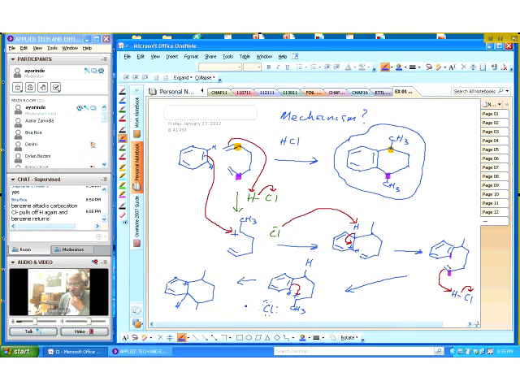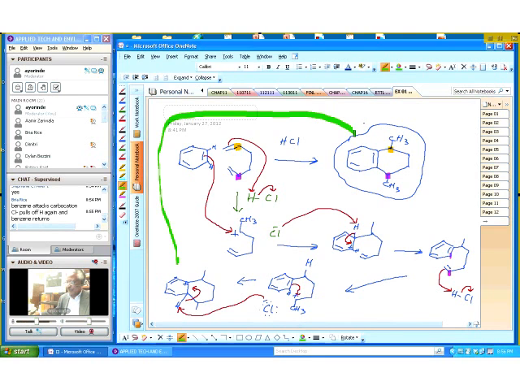Okay, so what will happen next? We have this intermediate here, so what do we expect to happen? The chloride pulls off the hydrogen again, exactly. And then you form this, and that gives us our final product. Let me take all of this out of here. So that gives us our final product, which is going to be this here.